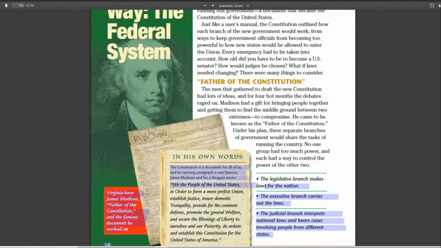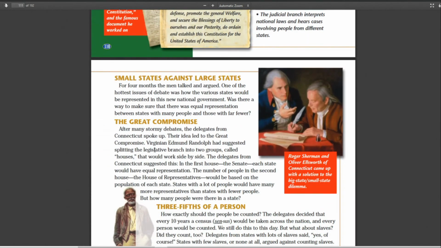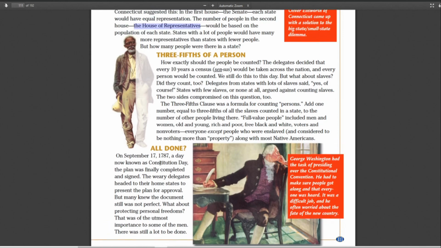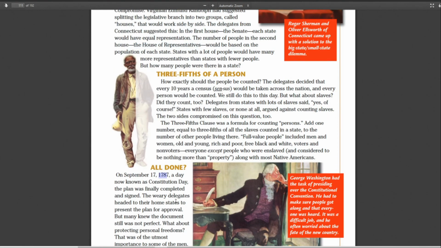All right, so biggest things here, the 3 branches, know them. Legislature writes laws. Executive carries it out, they execute the laws. Judicial, they interpret the laws, they judge the laws. The Great Compromise breaks up the legislature into the Senate and House of Representatives. Senate, 2 votes per state. House of Representatives, the amount of votes depends on your population. And then the 3/5, slaves would be counted as 3/5 of a person for purposes of counting how many representatives are in the state. And then finally, in 1787, they ratify, and the Articles of Confederation are gone, and now we have the Constitution.